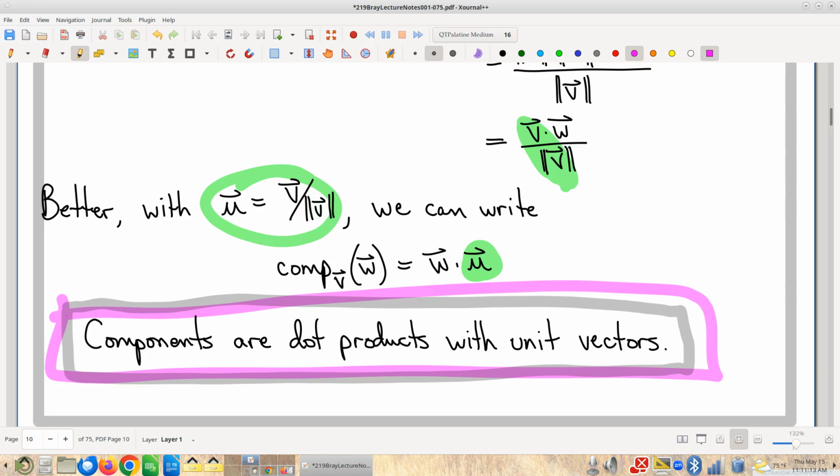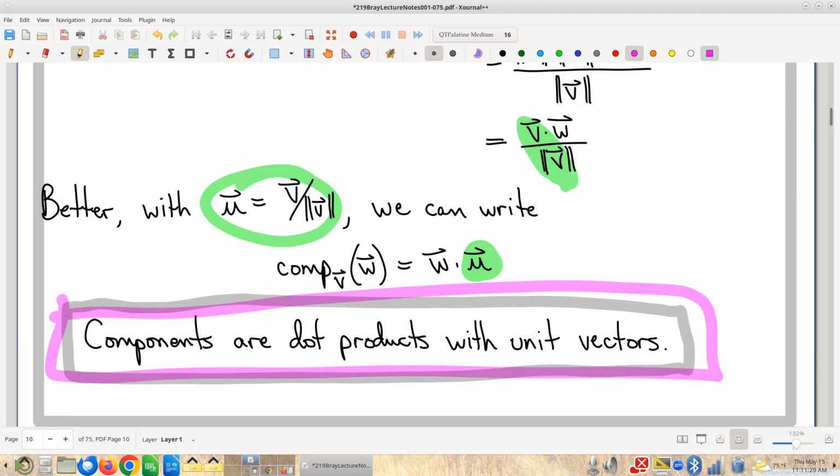And I like it when stuff rolls off the tongue nicely. Right? I think it's a really compact and efficient way to think about this formula. It's just very pithy. It's just a perfect little summary. Components are dot products with unit vectors.